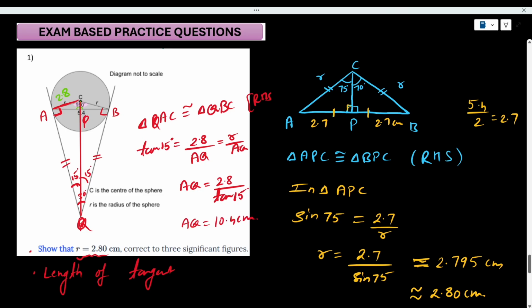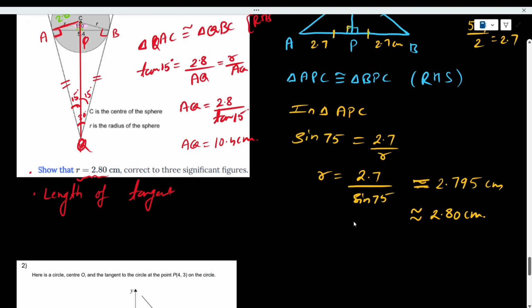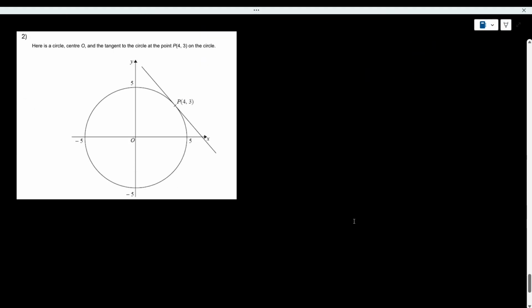So you can find out the length of tangent after finding the radius. This is your first question. Now let us go for the second question here. Now here I need to find out the tangent, means equation of tangent. I have to find out here equation of tangent.